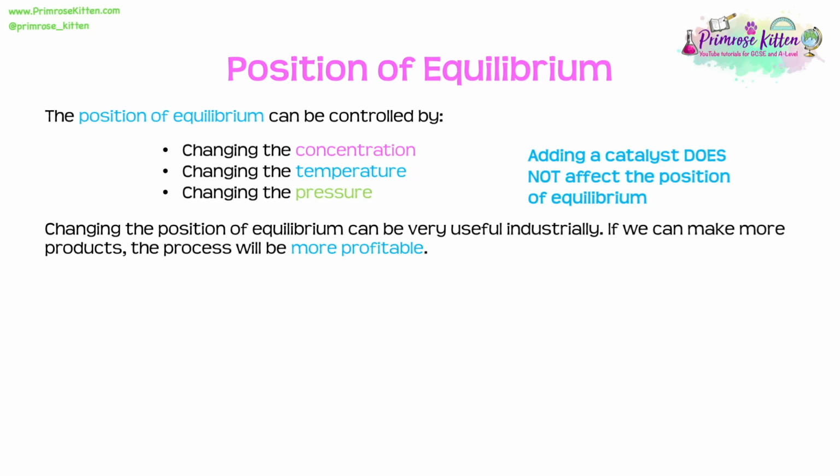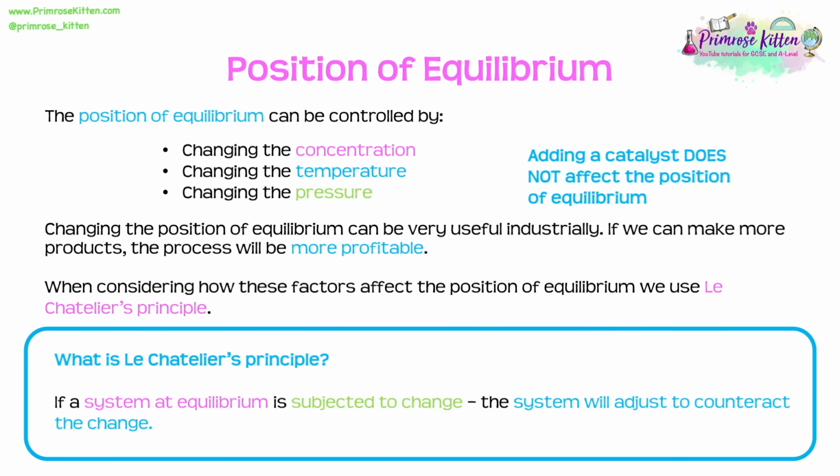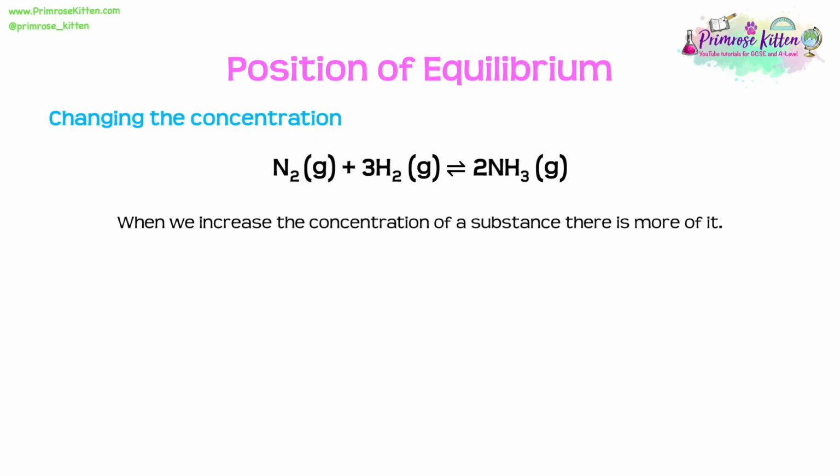Now, we need to consider how each of these factors will affect the position of equilibrium. And to do this, we're going to consider something called Le Chatelier's principle. So Le Chatelier's principle states that if a system at equilibrium is subjected to change, the system will adjust to counteract that change. Let's have a look to start with the effect that changing the concentration has on an equilibrium.